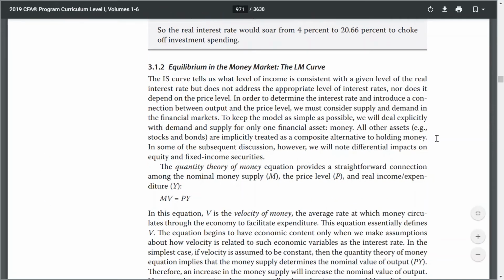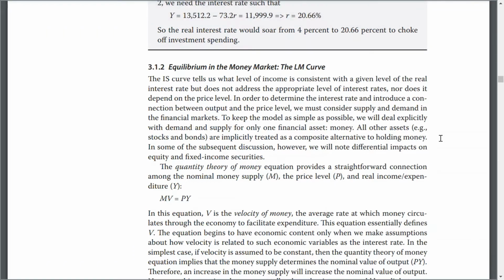3.1.2, Equilibrium in the money market, the LM curve. The IS curve tells us what levels of income are consistent with a given level of real interest rate, but it does not address the appropriate level of interest rate, nor does it depend on the price level. In order to determine the interest rate and introduce a connection between output and the price level, we must consider supply and demand in the financial markets.